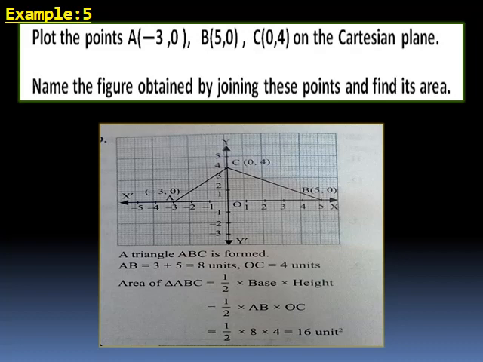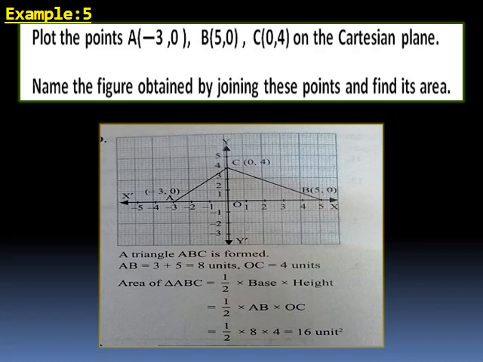Point B 5, 0. Here the x coordinate is +5 and y coordinate is 0. So point B lies on x-axis in the positive direction of x-axis. So B lies on x-axis. Point C 0, 4. Here the x coordinate is 0 and y coordinate is 4. So the point C lies on y-axis in the positive direction of y-axis. Now when we join these points A, B and C, we get a triangle ABC.